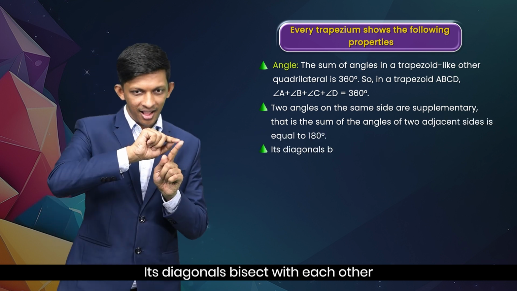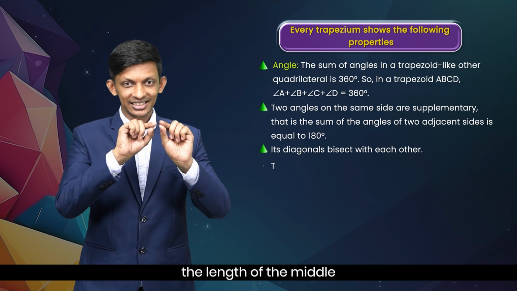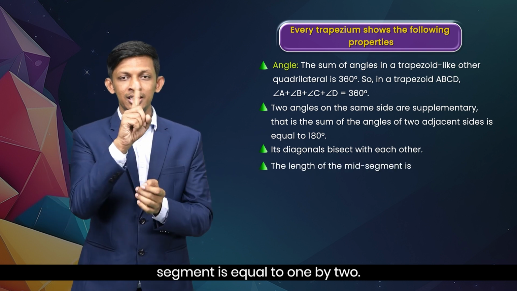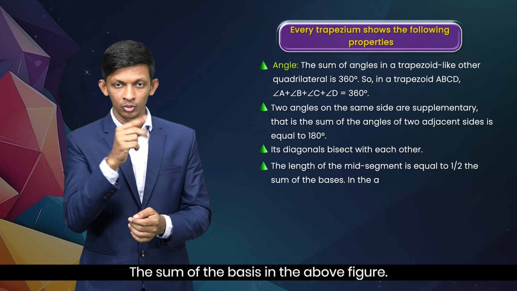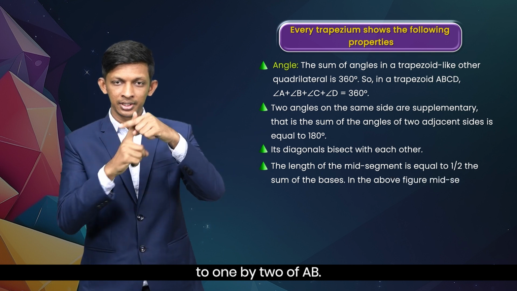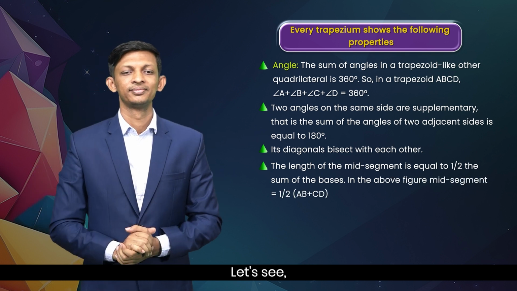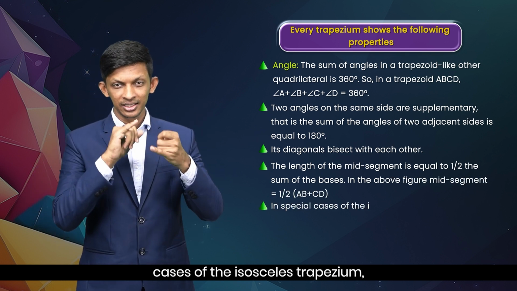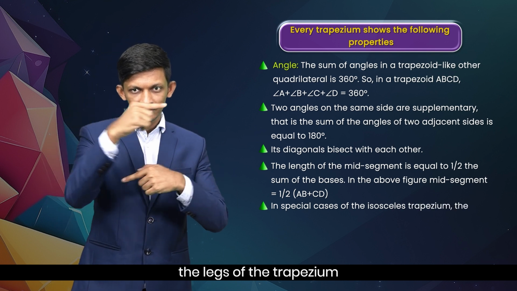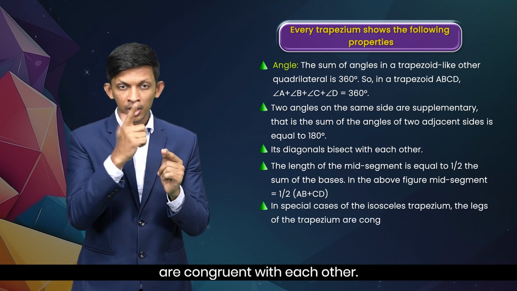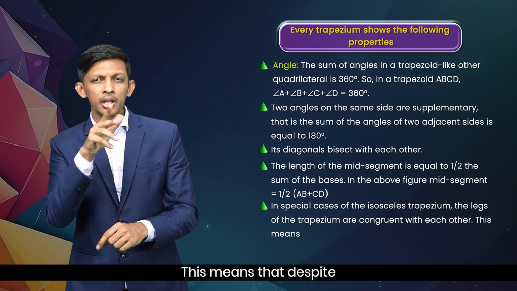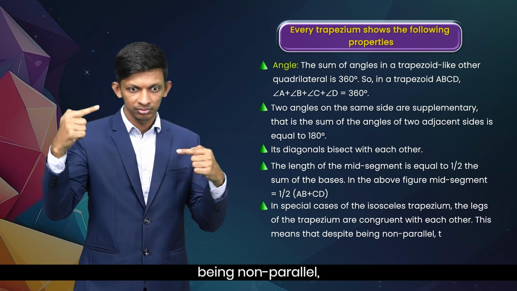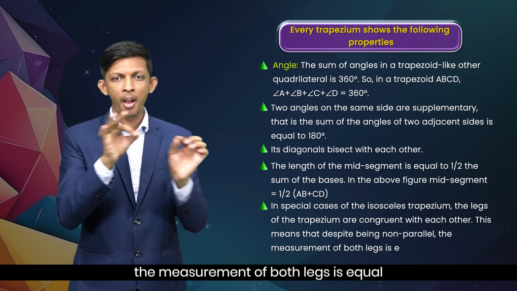Its diagonals bisect each other. The length of the midsegment is equal to 1 by 2 the sum of the bases. In the above figure, the midsegment is equal to 1 by 2 of AB plus CD. In the special case of the isosceles trapezium, the legs of the trapezium are congruent with each other. This means that despite being non-parallel, the measurement of both legs is equal.